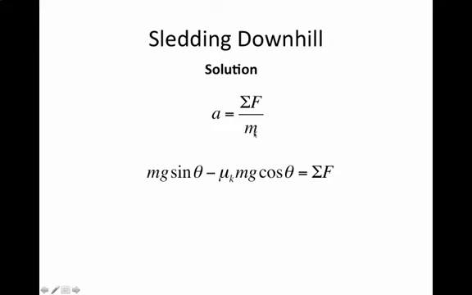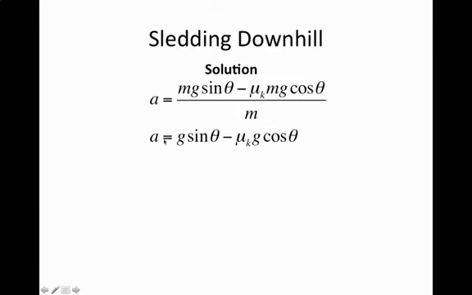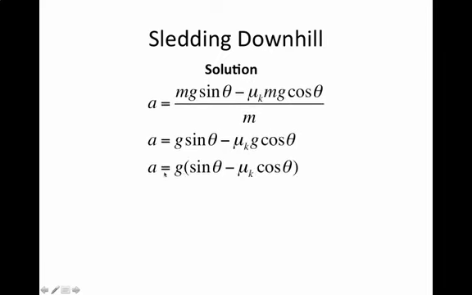I know that my acceleration is the sum of my forces divided by my mass. This is Newton's second law. I know my sum of the forces, so I plug that in. I then divide, and I get that acceleration is equal to g sine theta minus mu k g cosine theta. I can pull out the g, so I get g times the quantity sine of theta minus mu k cosine theta.